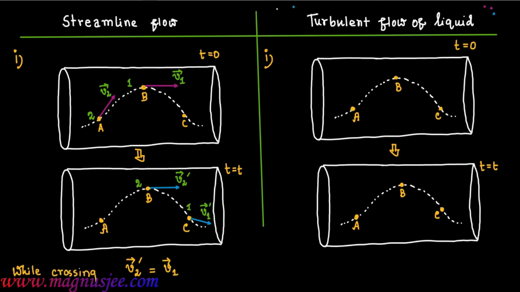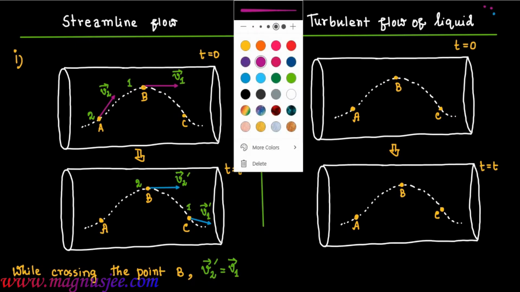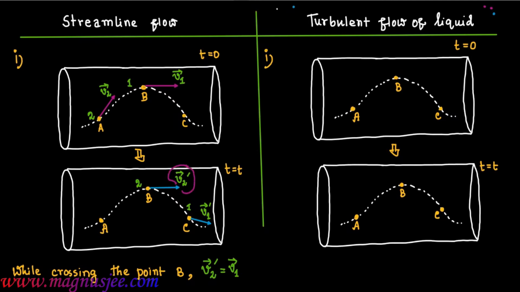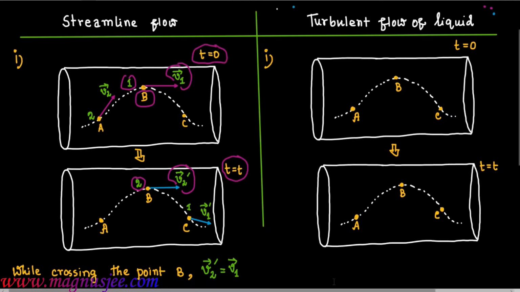While crossing the point B, the particle 2 will have the same velocity as that of the particle 1 at instant t equal to 0 second. While crossing the point B, vector v2 prime will be equal to vector v1. That means vector v2 prime is the velocity of particle 2 at the point B at instant t equal to t second, and v1 is the velocity of particle 1 at the point B at instant t equal to 0.